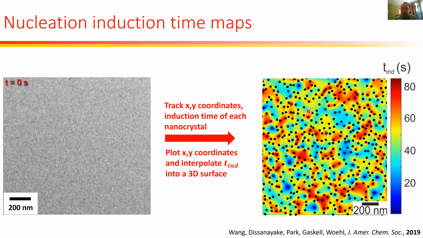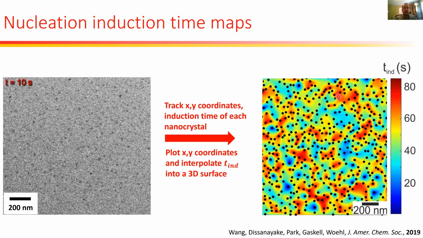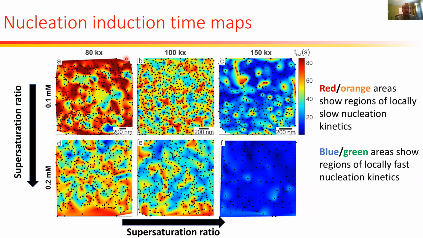And so in this study, what we did was to try and understand why this was happening. We did this as a function of a number of variables. We varied the supersaturation ratio, both by changing the image magnification, which we know increases the supersaturation ratio, so follow the arrow to the right, and also by increasing the precursor concentration from 0.1 millimolar to 0.2 millimolar. Again, the red and orange areas are regions of locally slow nucleation kinetics.